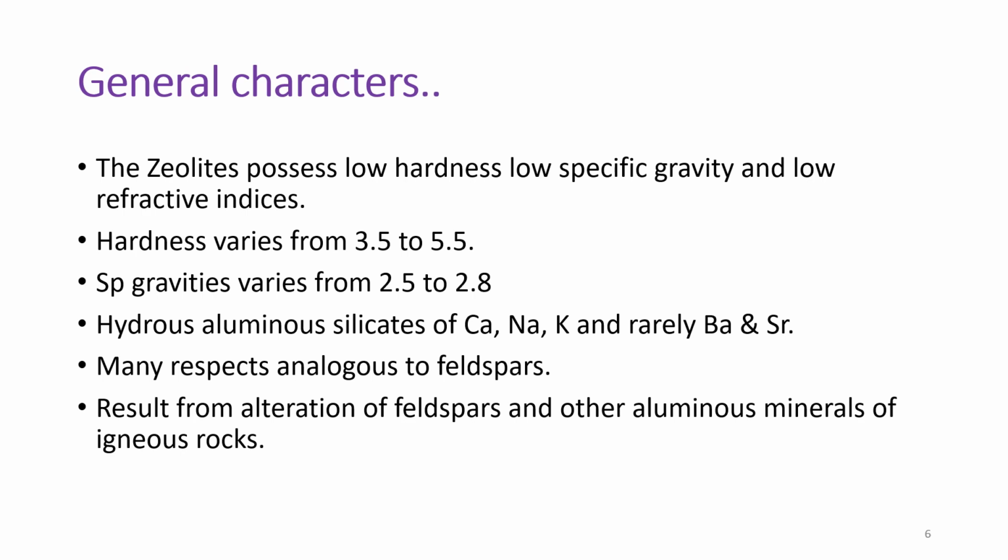Coming to the general characters, the zeolites possess low hardness, low specific gravity, and low refractive index. The hardness varies from 3.5 to 5.5, and the specific gravities of all the zeolite minerals vary from 2.5 to 2.8. They are all hydrous aluminosilicates of calcium, sodium, potassium, and rarely barium and strontium. In most of the other properties, they are very similar to the feldspars. They result from the alteration of the feldspars and other aluminous minerals of igneous rocks.